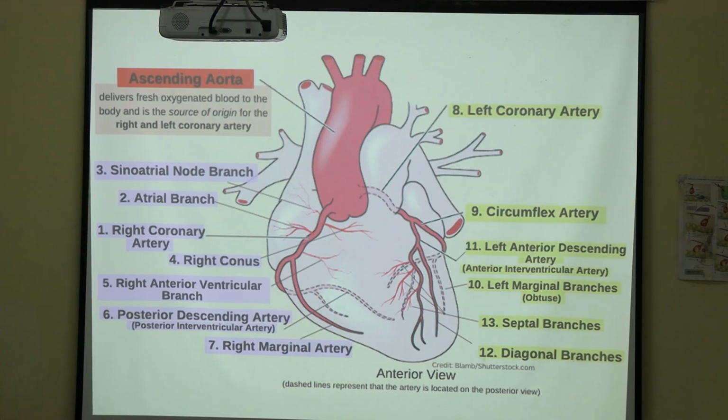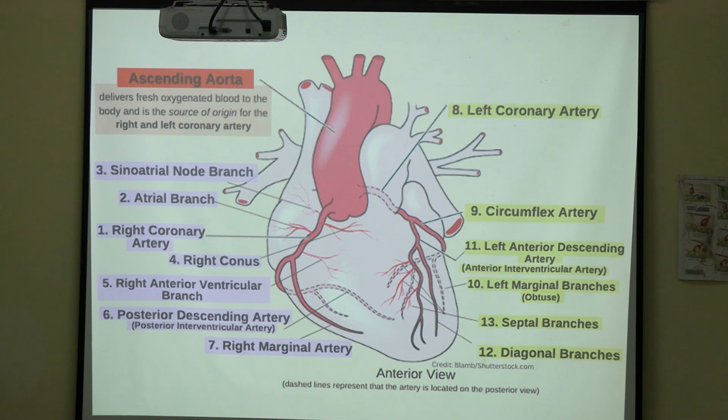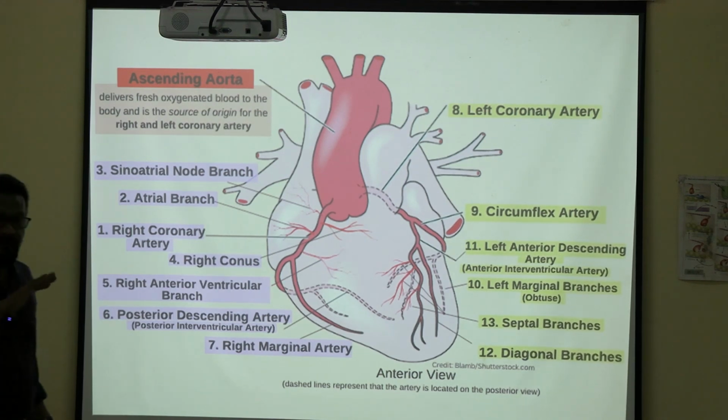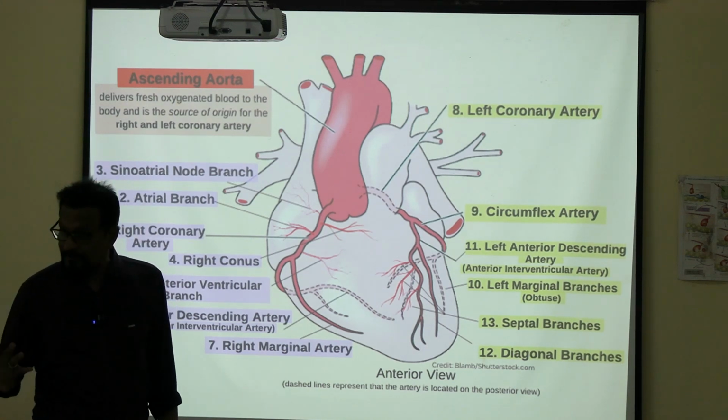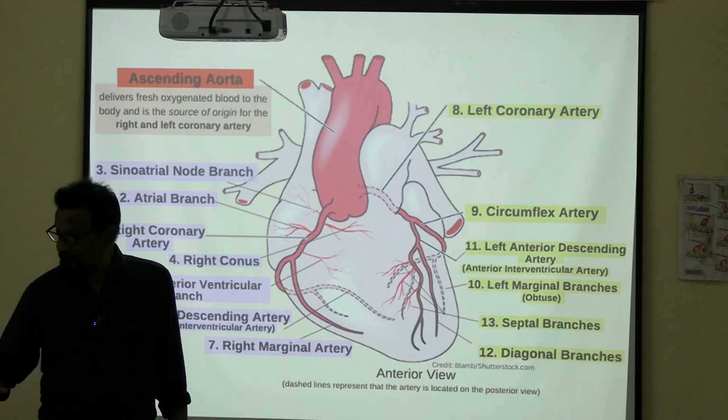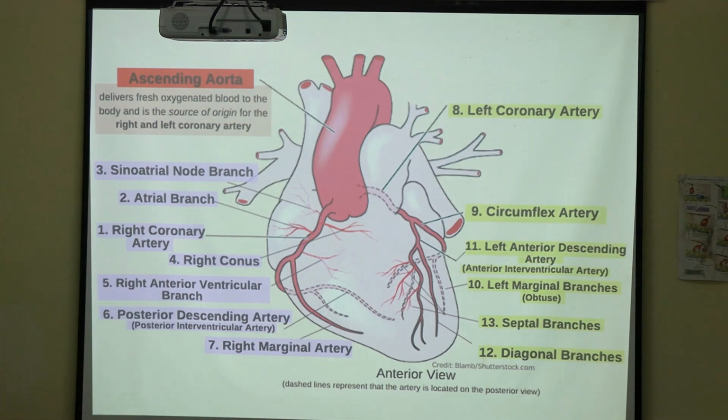Then the right coronary artery will give a branch. What is this? The right anterior ventricular branch. Right anterior ventricular muscle: right ventricle, anterior wall. So that part will get blood supply from this.